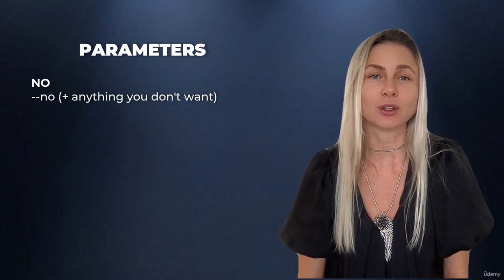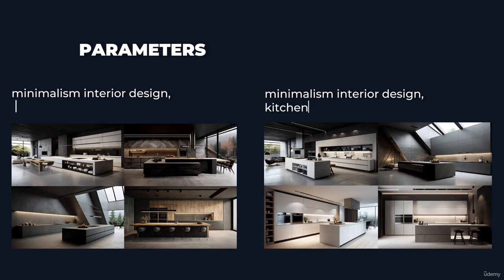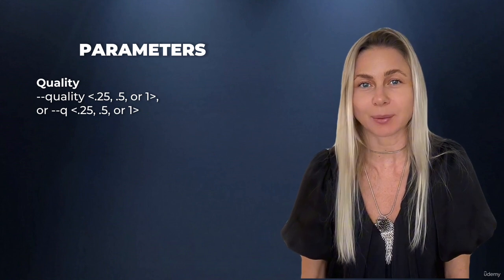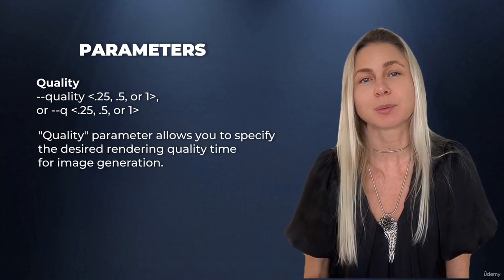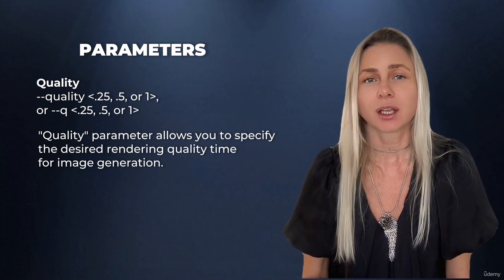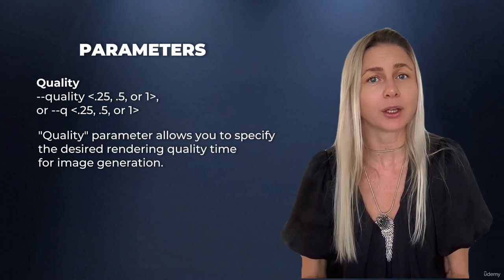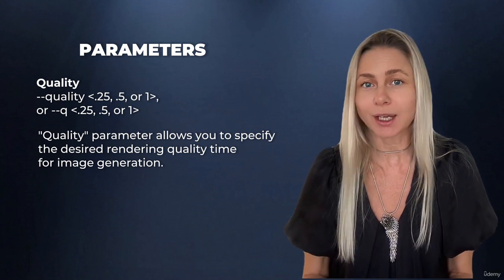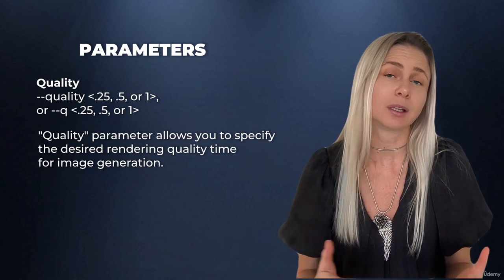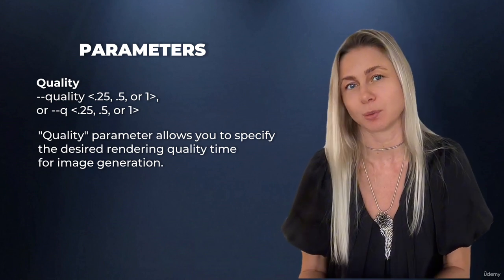No, and anything you don't want. Negative prompt: write what you don't want after 2 dashes. For example, no table removes table from a scene. Quality. The quality parameter allows you to specify the desired rendering quality time for image generation. You can set different values, and the higher values result in more GPU minutes being used, while lower values consume fewer GPU minutes.